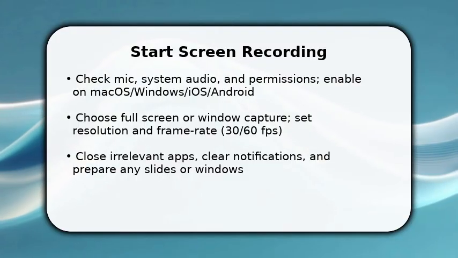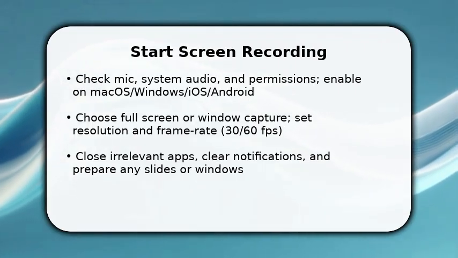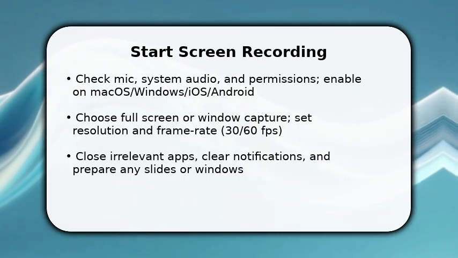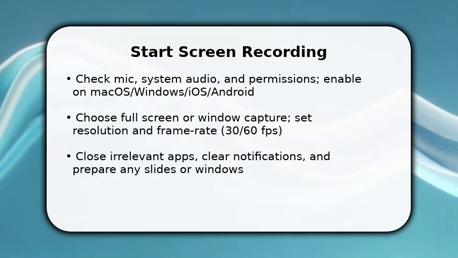You'll begin by granting permissions and selecting sources. Open your recorder, choose screen or window capture, then enable microphone and system audio. Once you have mic levels visible, speak a test line to confirm input.